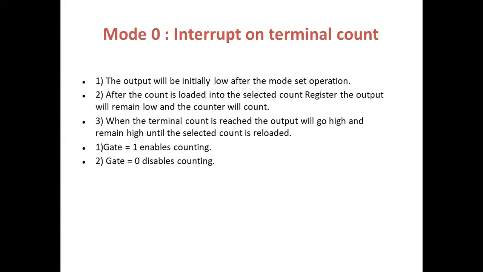Output remains high until the counter is reset or a new count value is loaded into the counter. When the count is reloaded or a new count is loaded, the counter restarts from the new count value and again OUT becomes low. That is the actual operation while counting is going on.